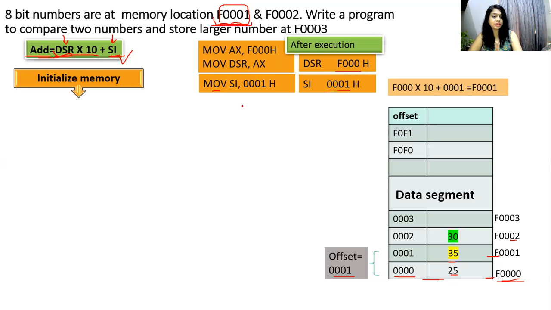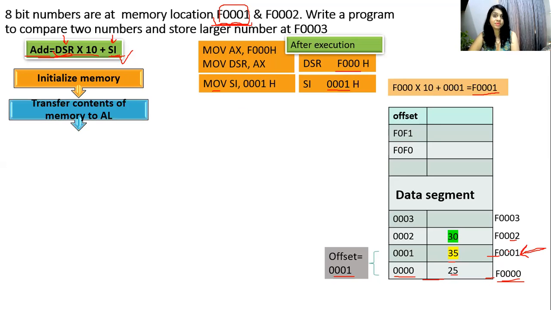Now the next step: this shows that when we use this formula, we get the required address. This is our present address where the first number is available. After that, as we have decided, we will transfer the first number into the AL register. So what is the instruction? We want to transfer the first number which is at offset 0001. The offset is stored in SI, and we want to transfer it into AL. Which instruction should be used? We should use this instruction.